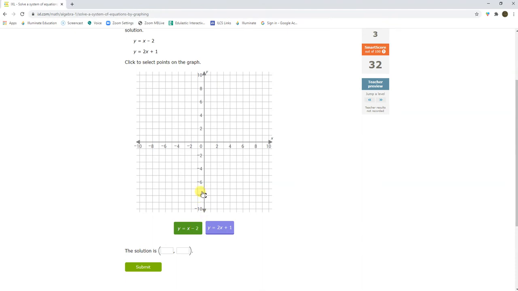Right, green equation, start at -2 and go up 1 over 1. Purple equation, start at 1 and go up 2 over 1, and they cross right here at -3, -5.